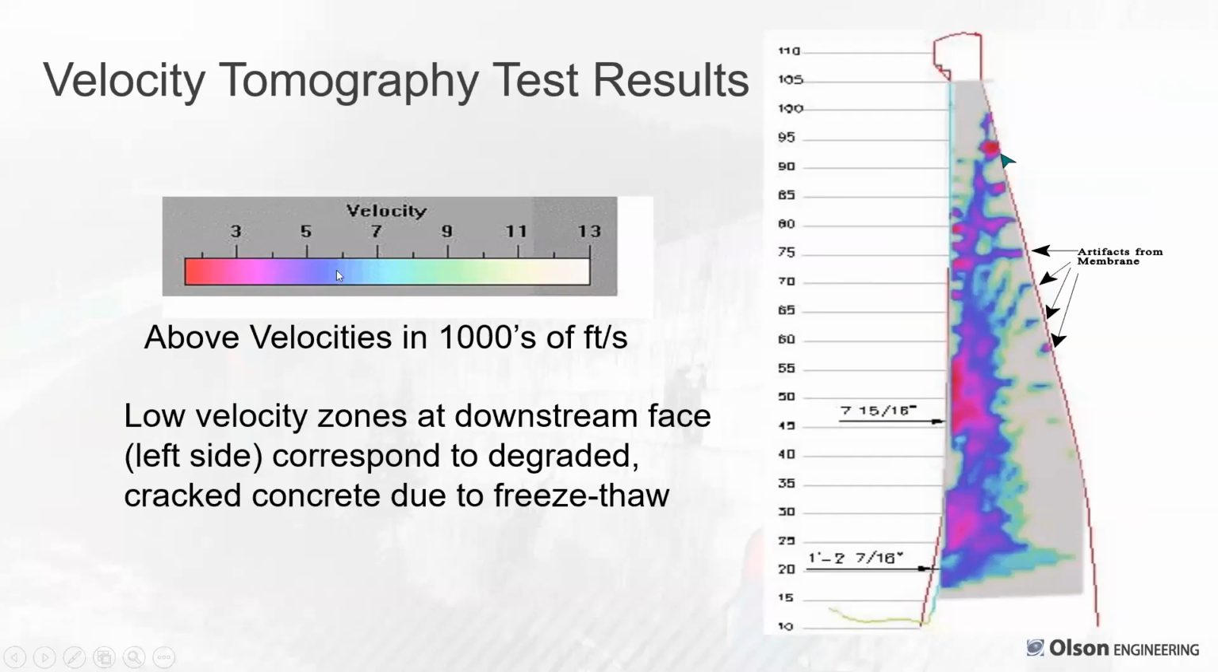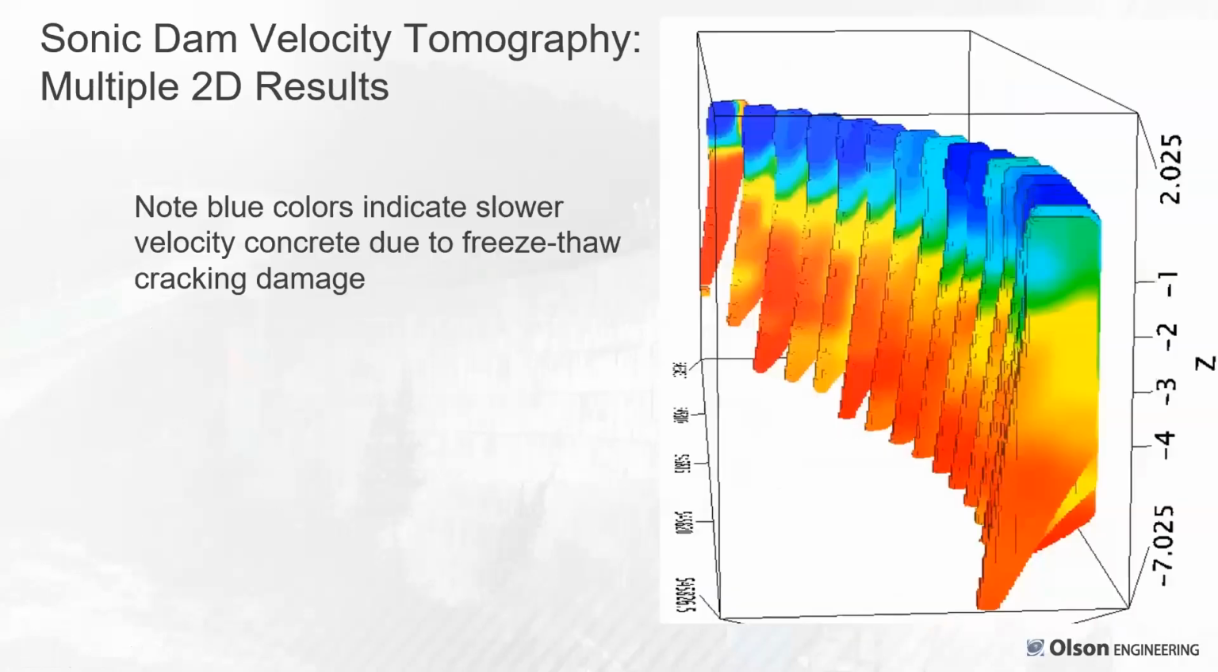And you can see the velocity scale in thousands of feet per second, much slower in damaged portions of this dam. So this allows engineers to figure out the repair approaches, what needs to be done, how serious is the problem relative to dam safety. You can certainly see a display of multiple 2D tomograms put together, and the blue areas are the slower upper portion of this dam that had extensive freeze-thaw cracking damage. But you can get multiple tomograms and display them all together if need be.